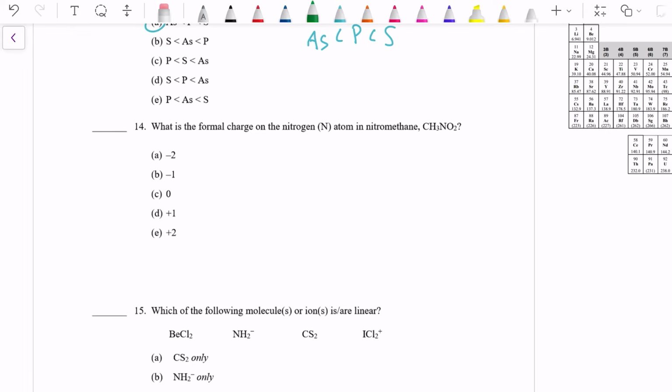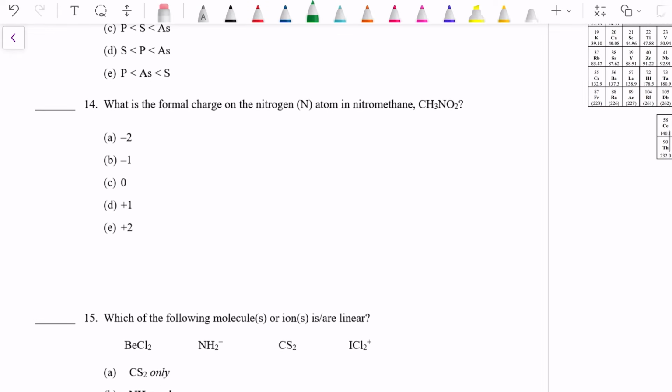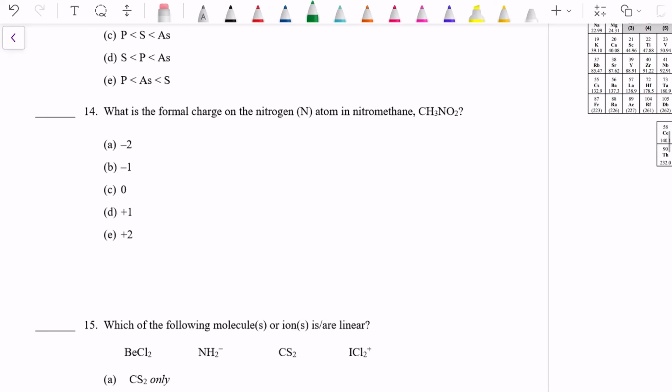14. What is the formal charge on the nitrogen atom in nitromethane? So let's draw the structure for this. Now it's a neutral molecule, so we do know the charges have to cancel out. So we have CH3, a methyl group, and then this is going to be bonded to nitrogen, something like this, if I was guessing, where nitrogen has a +1 charge, and then oxygen has the -1 charge.